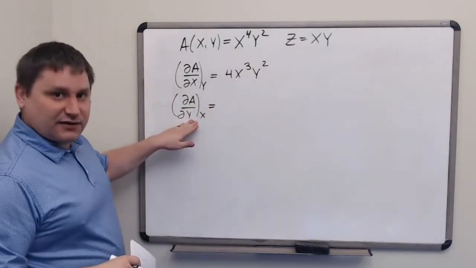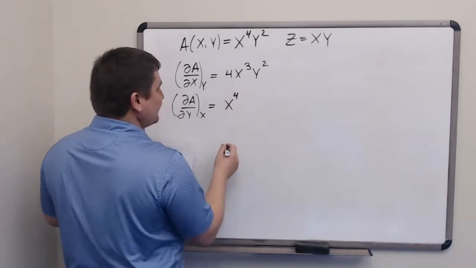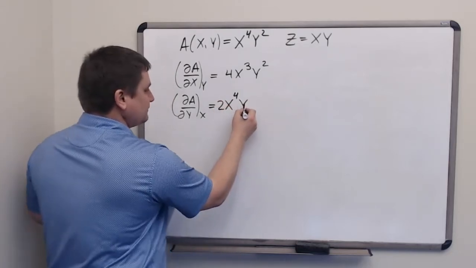The second row here, dA/dy with x held constant: x is just treated as a constant, so I'll have x to the fourth times 2y.